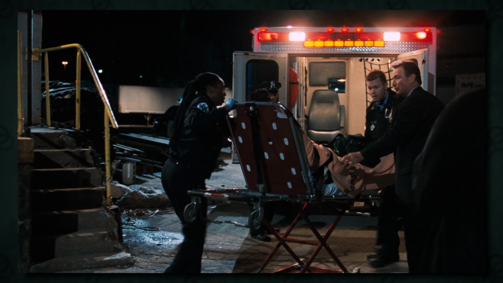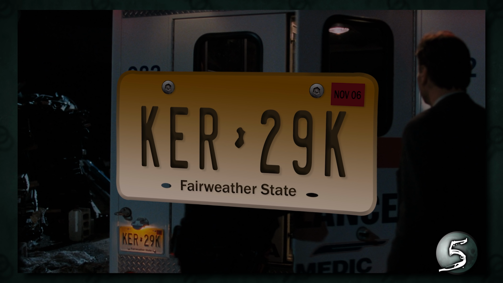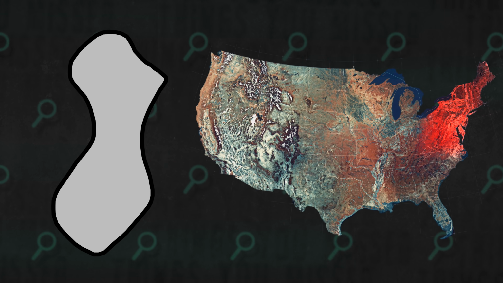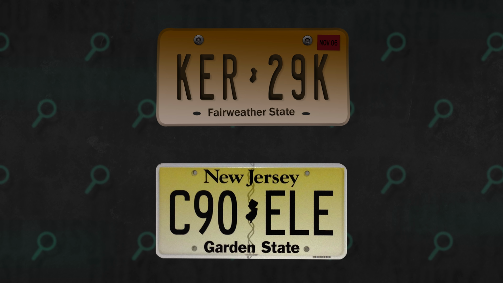To Hoffman's surprise, he makes it out of the building alive, and on the ambulance is what I believe is the first example where we clearly see the state license plates, and the nickname of the state is the Fairweather State. Throughout this series, I've talked about how I think Saw takes place in a fictional state in the Northeast United States, and the plate does kind of look like New Jersey.